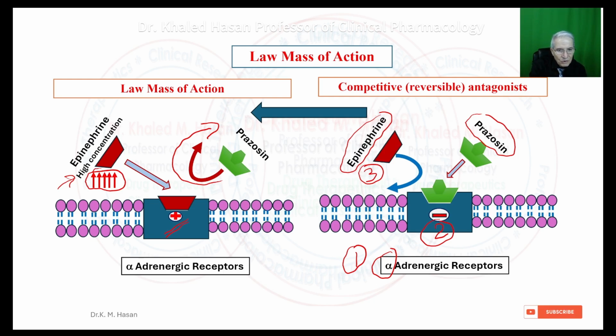When you prescribe Prazosin to the patient, Prazosin will bind to the receptor and prevent epinephrine from binding to the receptor. However, if you increase the epinephrine concentration, this will lead to displacement of Prazosin from the receptor, and epinephrine will occupy the receptor. We call this the law of mass action.